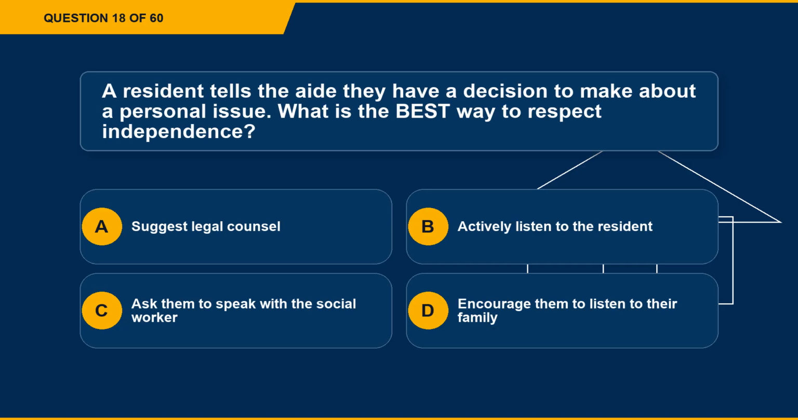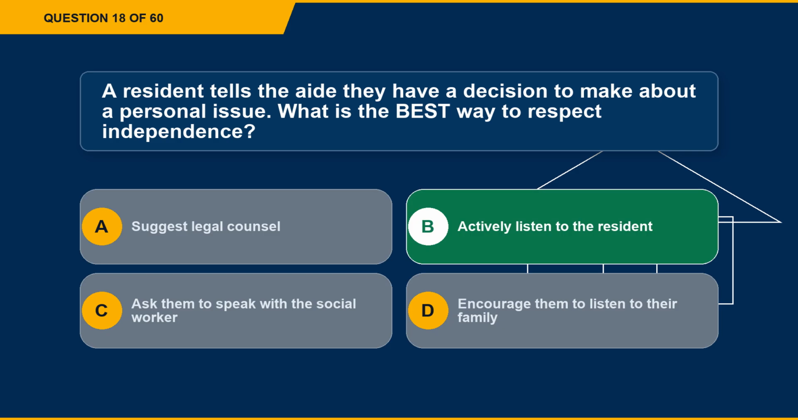Question 18. A resident tells the aide they have a decision to make about a personal issue. What is the best way to respect independence? Option A. Suggest legal counsel. Option B. Actively listen to the resident. Option C. Ask them to speak with the social worker. Option D. Encourage them to listen to their family.